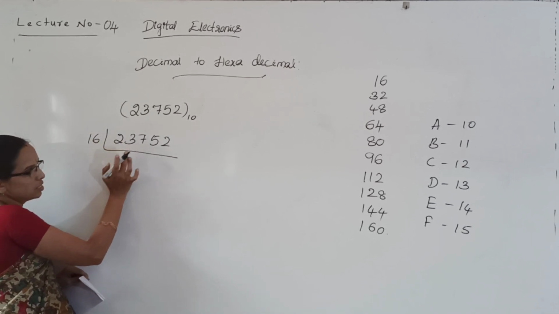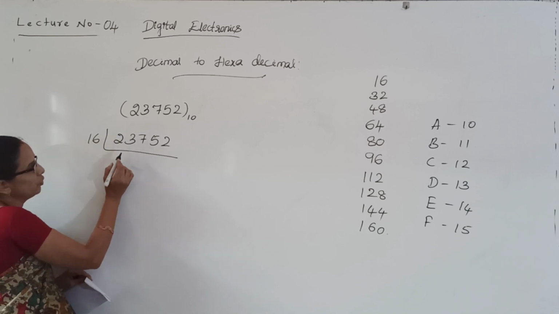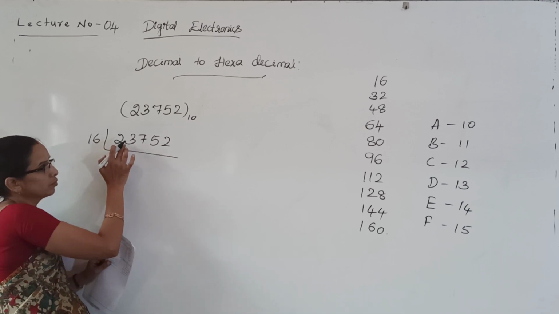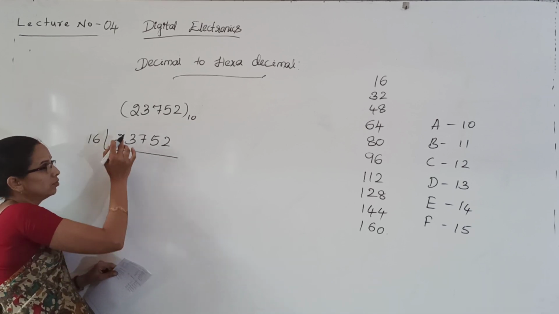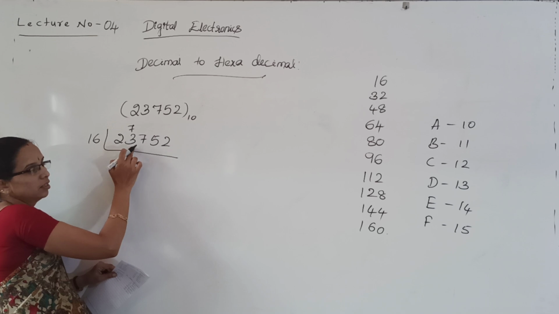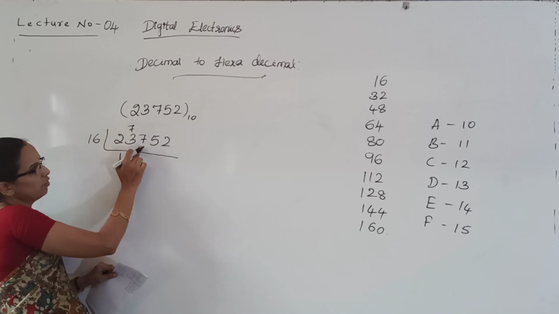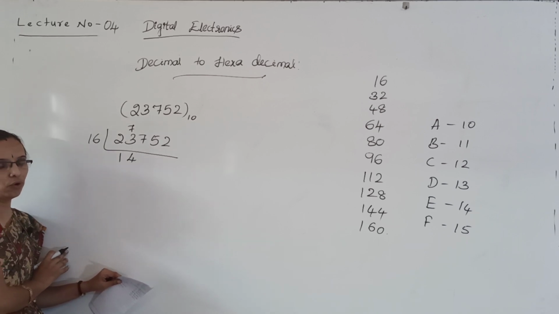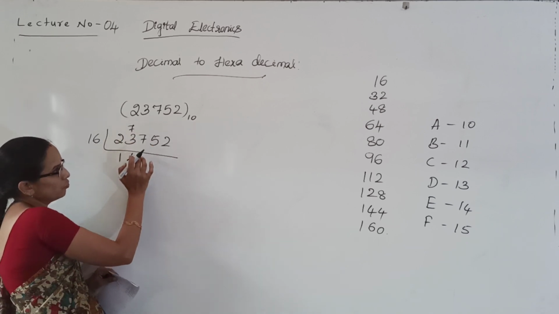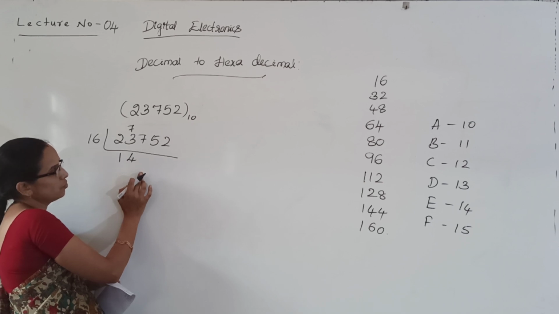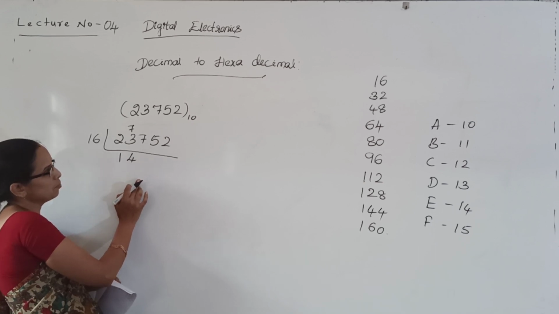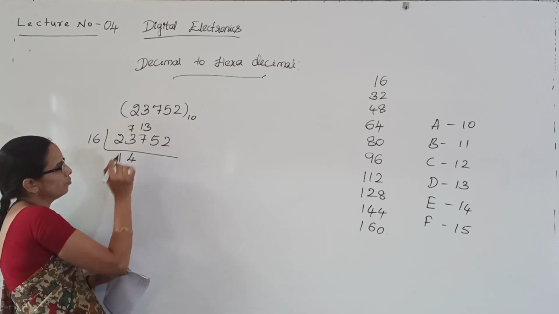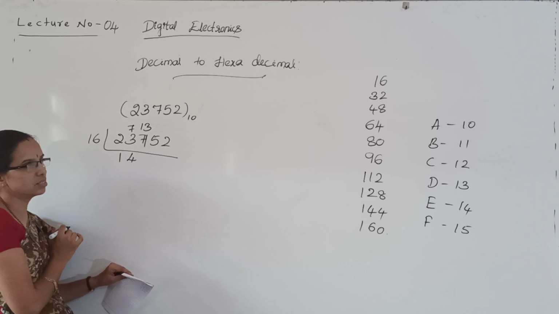237 you cannot divide, but 237 you can. 16 ones are 16. What will be remaining? The remainder is 7, 23 minus 16. Then 16 fours are 64, so 13 is remaining. Up to this, we have taken 237 into consideration.